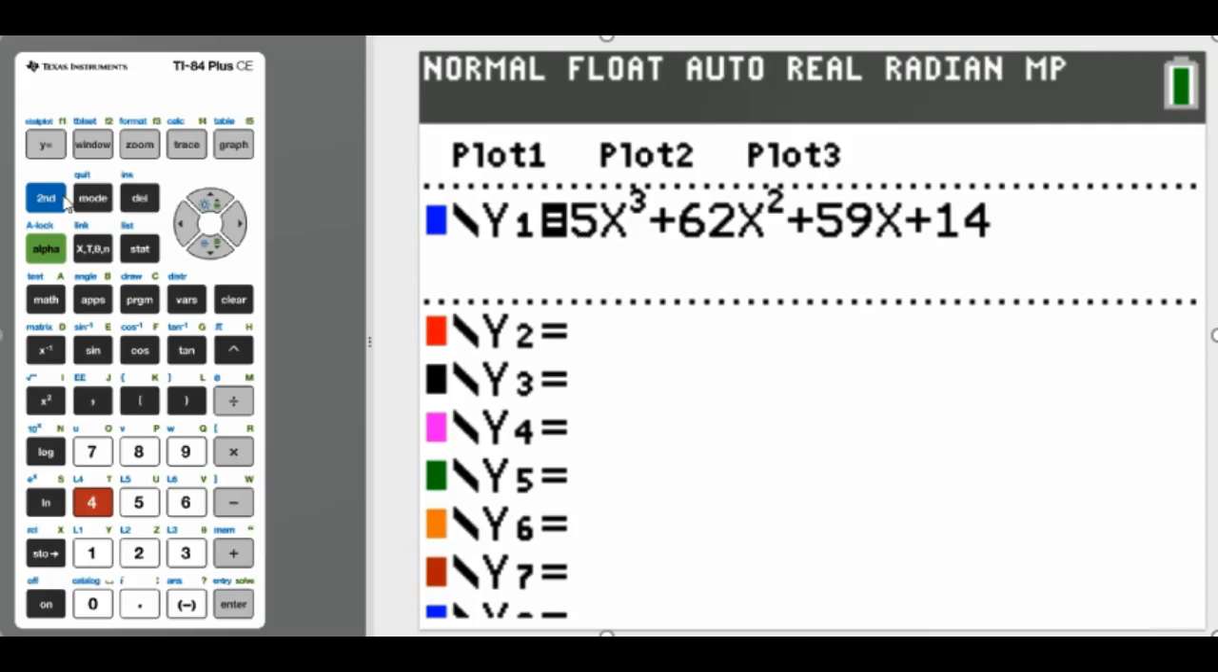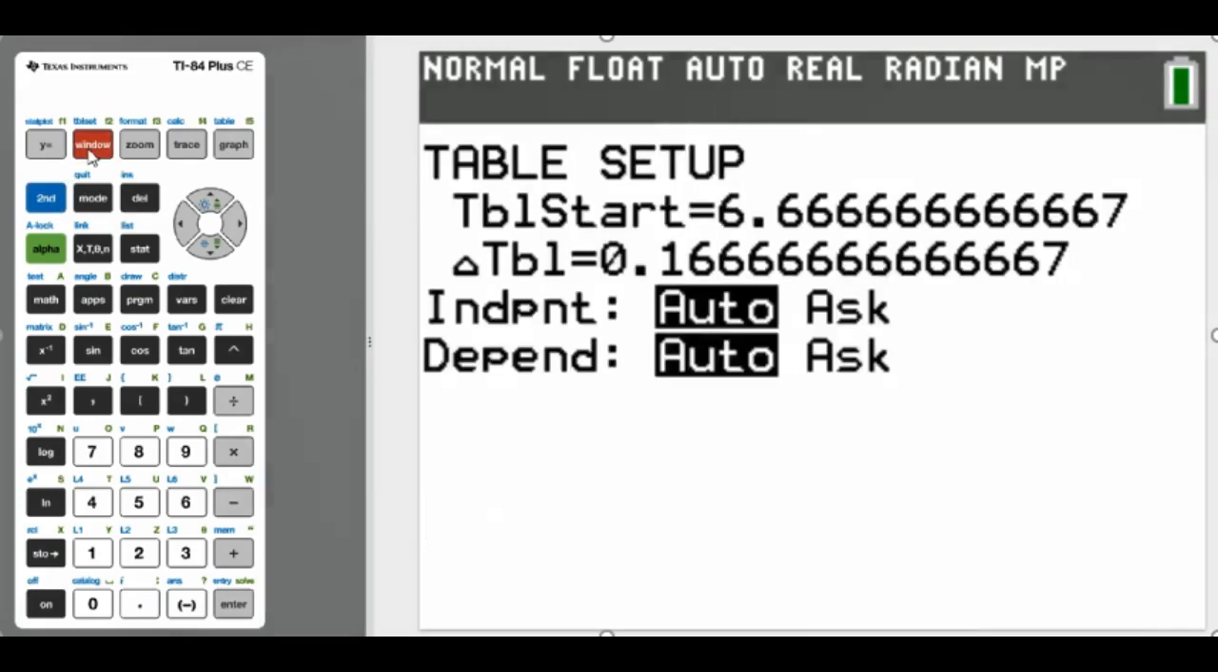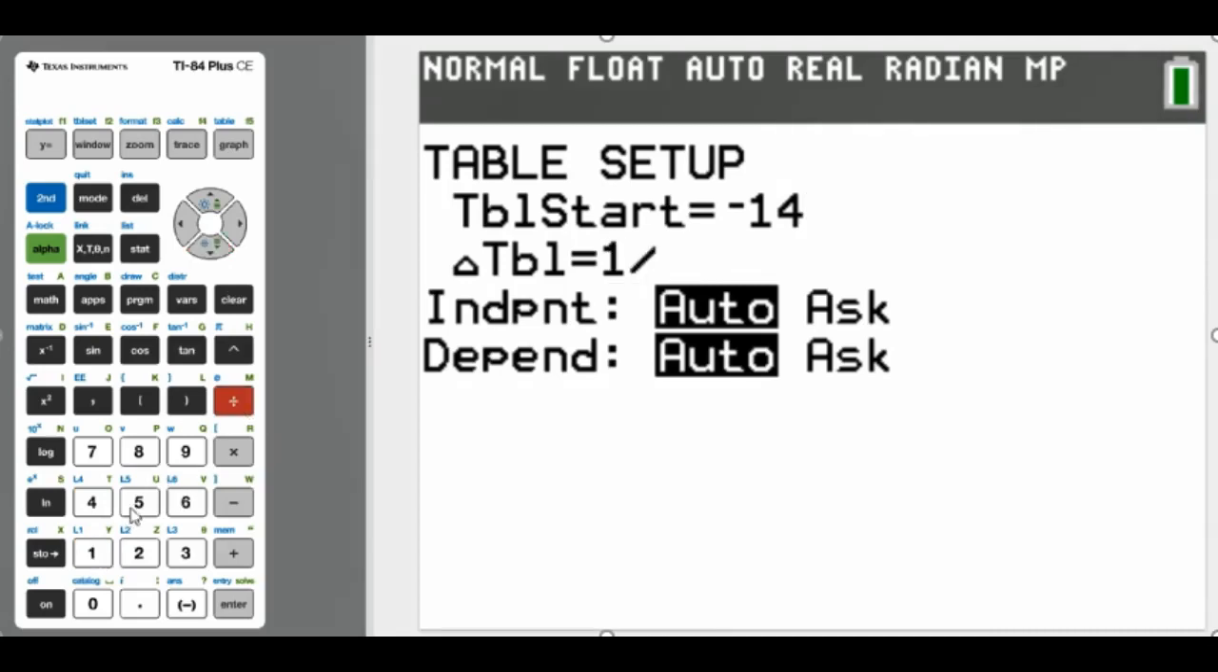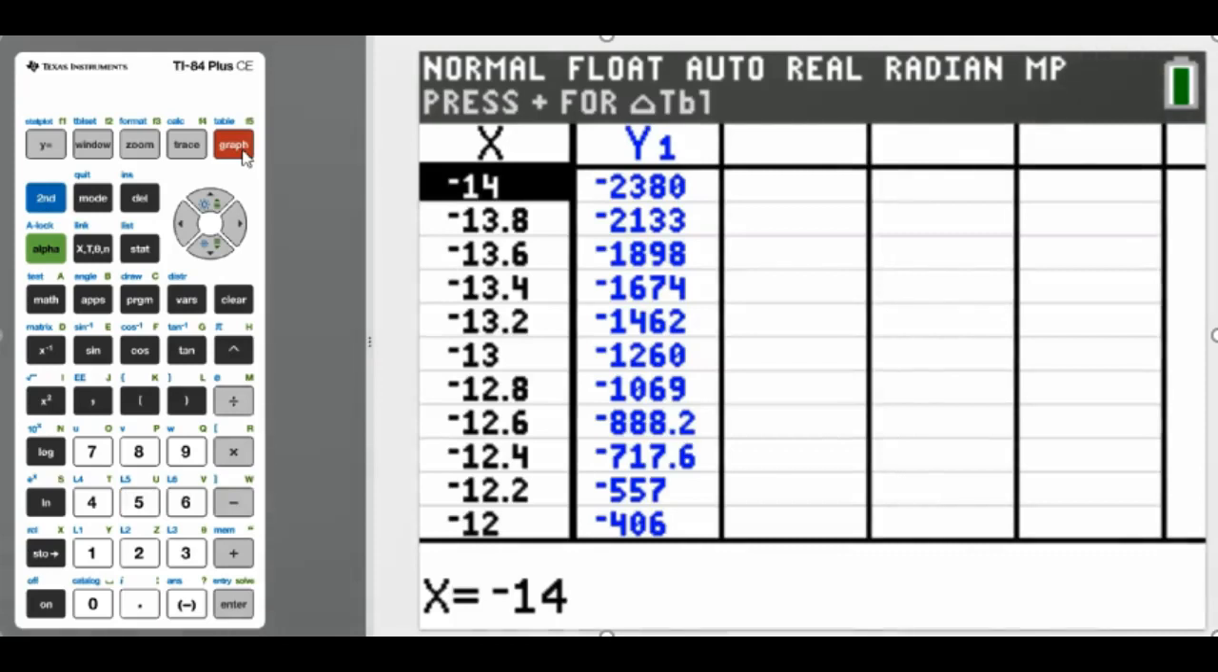So the next thing we're going to do is go to second window, and I'm going to change my table start to my biggest negative, which was negative 14, and I'm going to change my delta table into my smallest positive, which was 1 divided by 5. Now what I'm going to do is go to second graph. That takes me to my table.